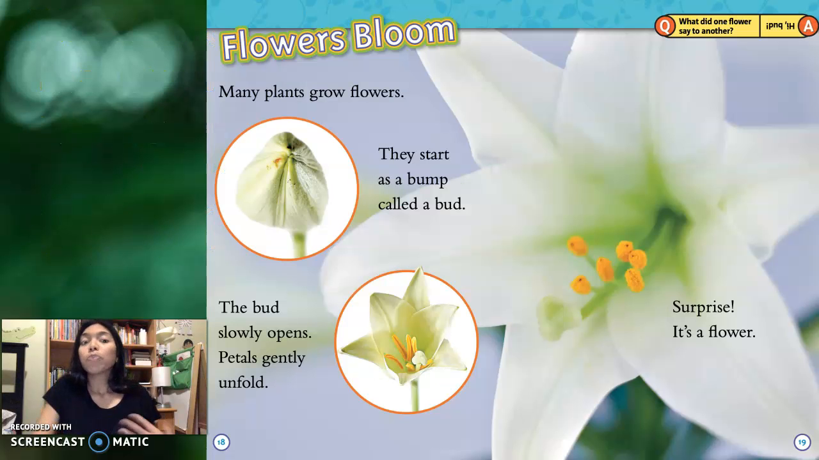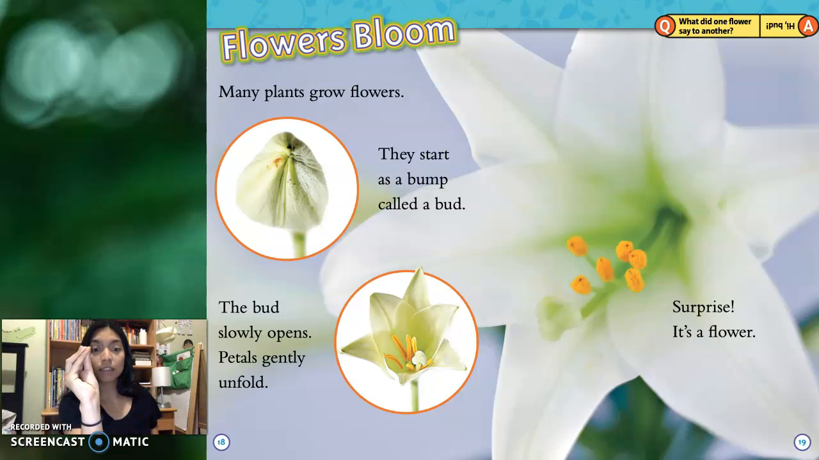So flowers bloom. Many plants grow flowers. They start as a bump called a bud. So like you can see there in that picture, it's a little bud like this. Then the bud slowly opens, petals gently unfold, and then it spreads out like that. Surprise! It's a flower, okay? So that's the last part of the plant.